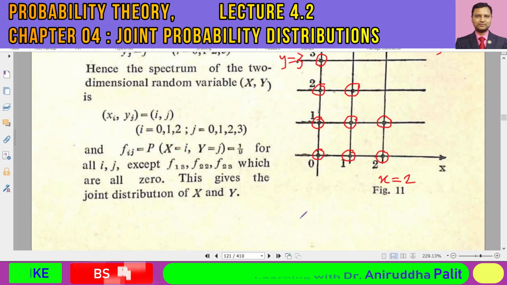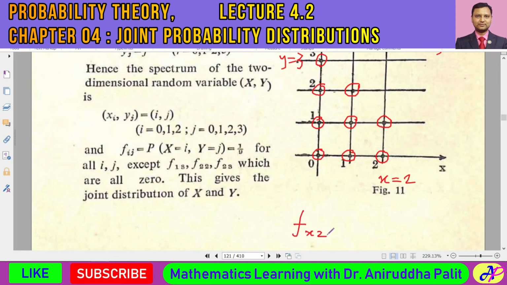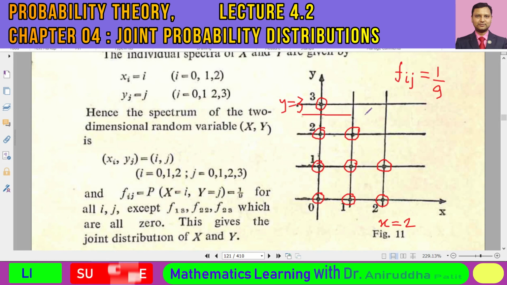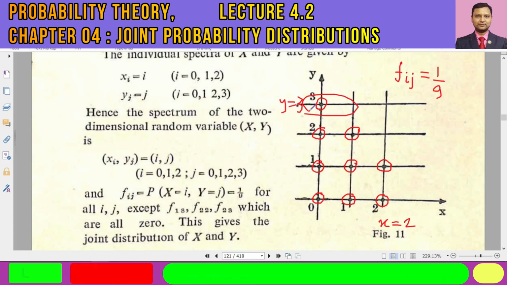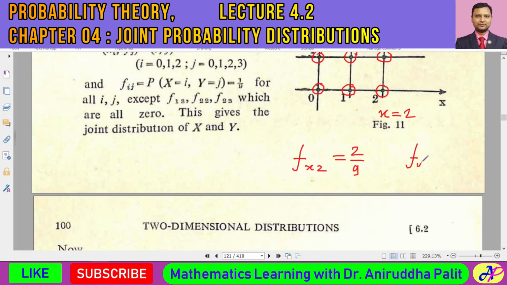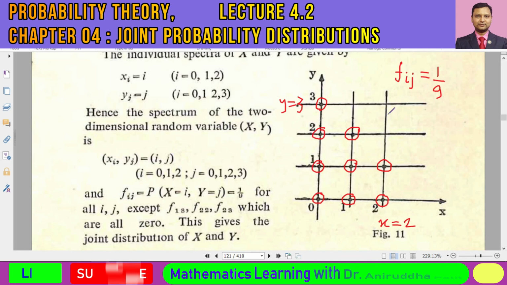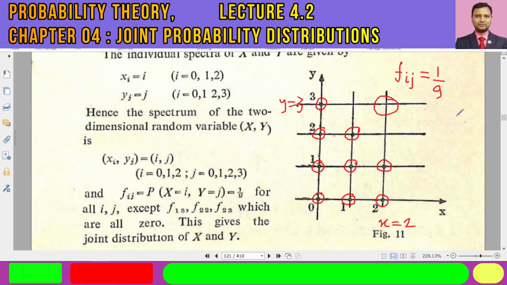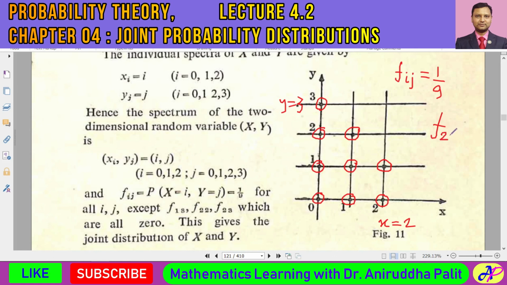For x is equal to 2, as I told you, f of x2 is equal to 2 by 9. And for y is equal to 3, you have to add these probabilities, but we have actually only one point, so this value would be equal to f of y3 is equal to 1 by 9. And when x is equal to 2 and y is equal to 3, what is f of ij? At this point, you do not have any probability at all. So this probability is equal to 0. We can say that f of 2, 3 is equal to 0.